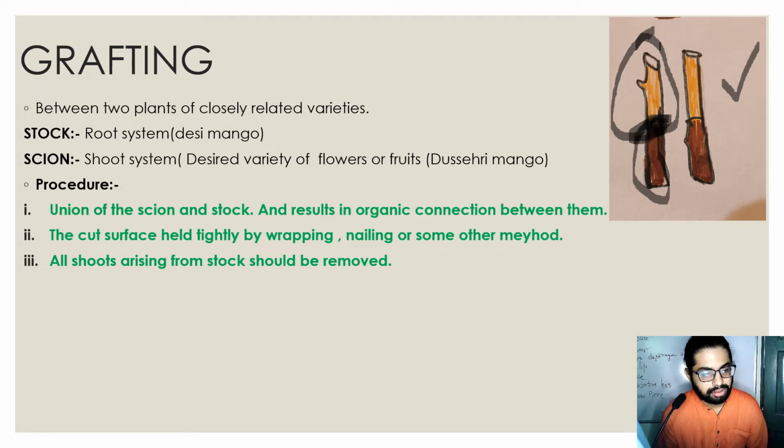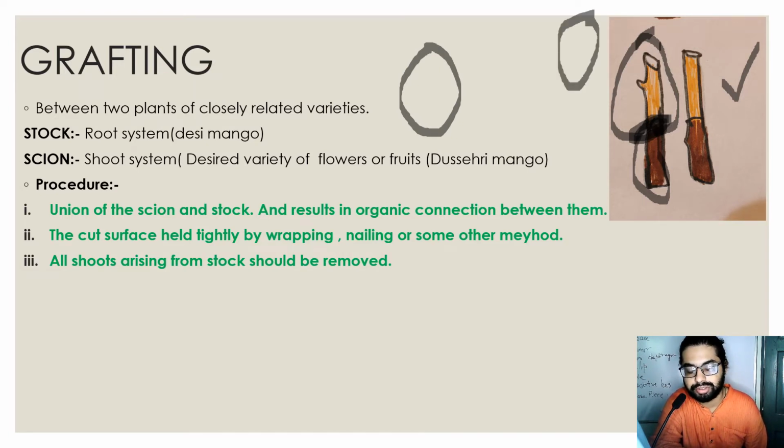So the root system from, suppose, a tree which is having a strong root system is taken out from one plant, and another variety of plant which shows good flowers, or produces a large quantity of fruits. These two are joined together so that the new plant which is formed has a strong root system and a strong shoot system, and this new variant is formed only by the process called grafting.